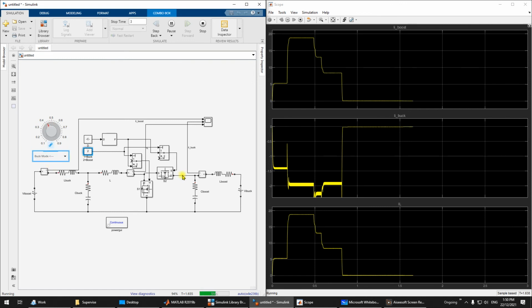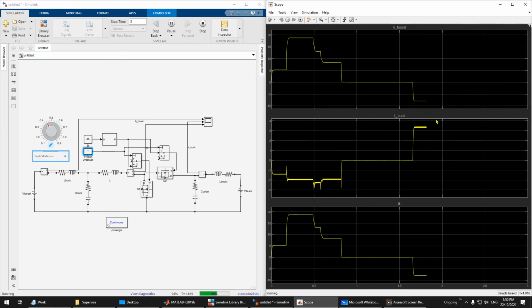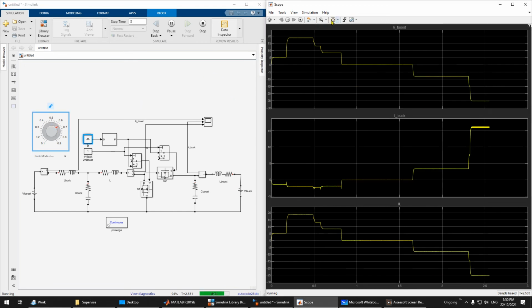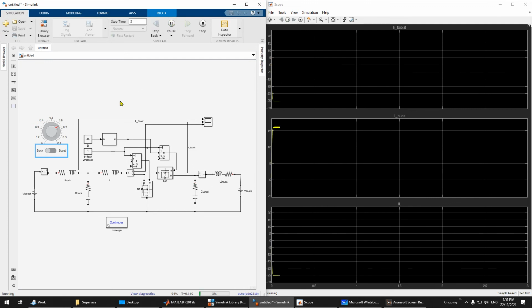But in boost mode it can operate, but on the negative side, the other side. That is how you create this bidirectional converter. I already changed this to a toggle, much easier. So this is buck, and then I change this, it will go to boost mode. You can see the current changes direction.